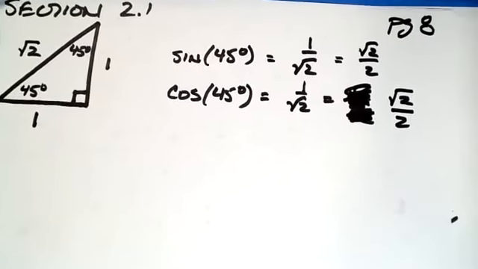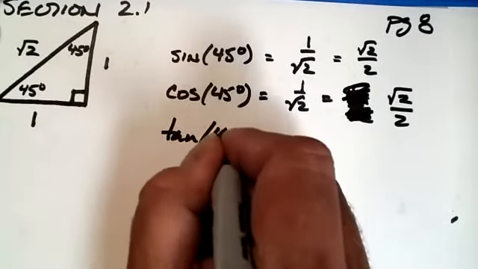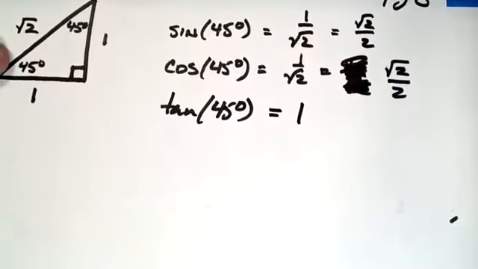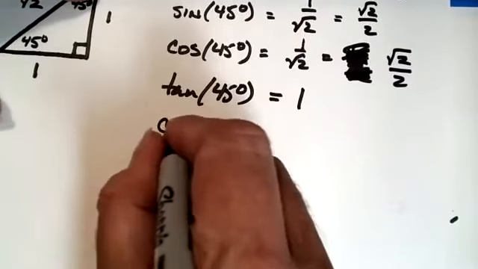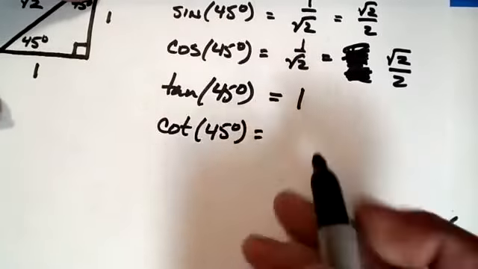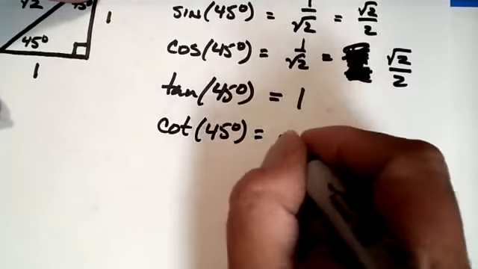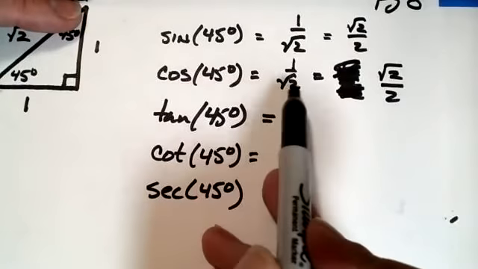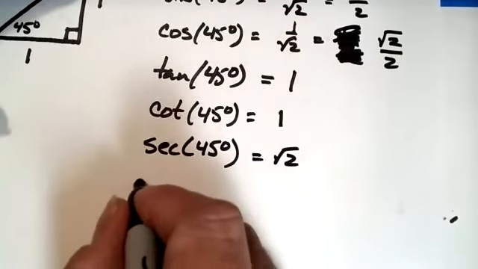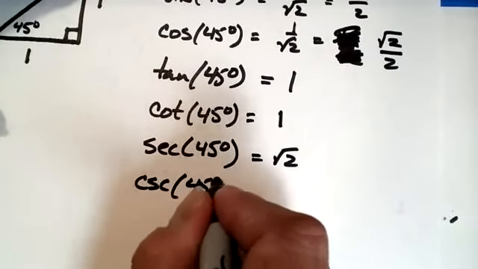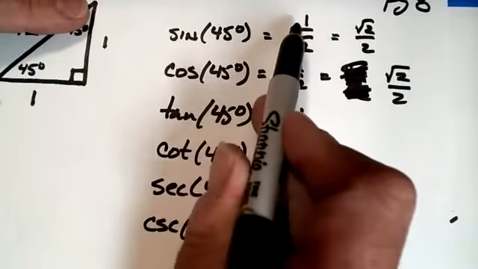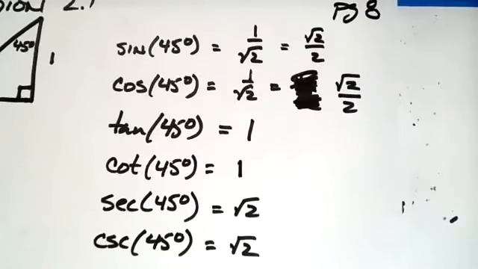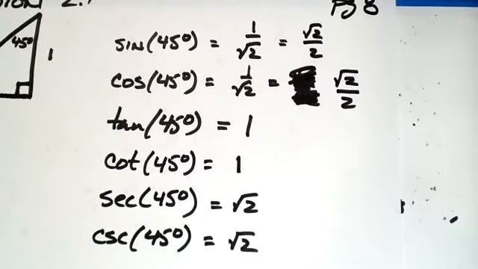Okay, so what about tangent? Tangent of 45 degrees. Well, that's opposite over adjacent, 1 over 1. It's just equal to 1. And to finish them out, we'll just go ahead and do them all. So cotangent of 45 degrees happens to be equal to the reciprocal of tangent, which is just 1. The secant of 45 degrees happens to be the reciprocal of cosine, which is just square root of 2. And cosecant of 45 degrees happens to be the reciprocal of sine, which is just square root of 2. So here you now have all of the values for all of the trig functions for 45 degrees.